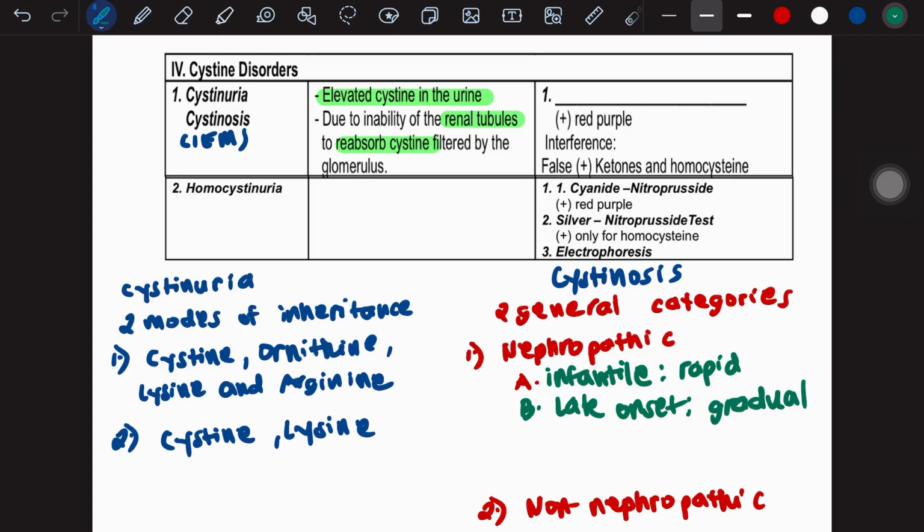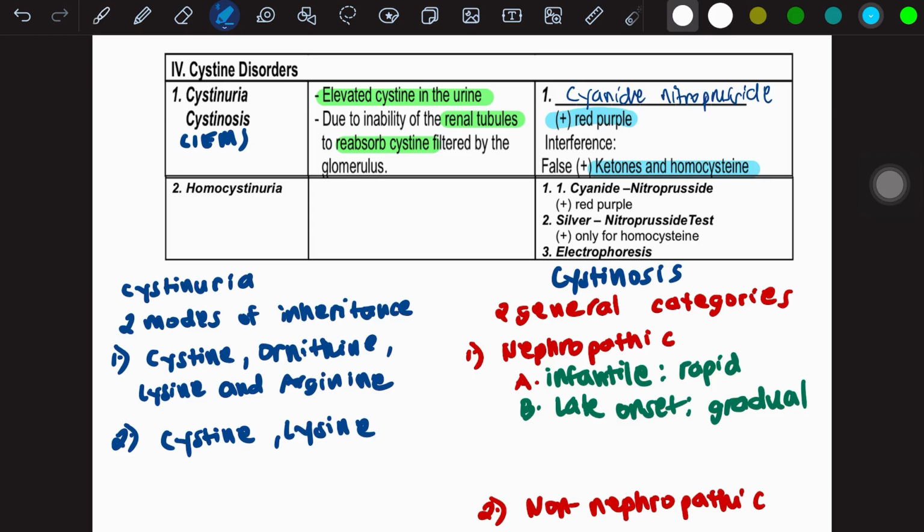So let us now go with the methods of testing. So first, we have your cyanide nitroprusside test. So what is its positive result? That is red purple. So there is interference. It can cause false positive with ketones and homocysteine. So, please remember that. So, now we will be talking about our homocystinuria.